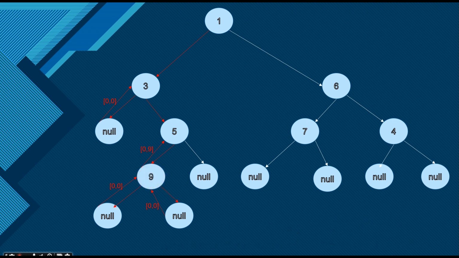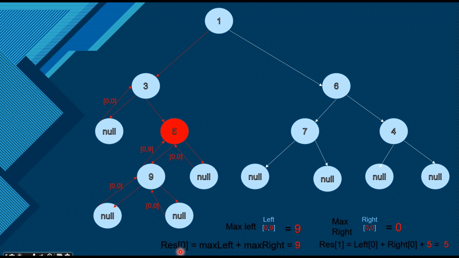Now at 5 we will go at right. So again at right we have null, so we will return 0 comma 0. Now again at 5 we will take the maximum of left. So left is 0 comma 9, so the maximum is 9. On the right the value is 0 comma 0, the maximum is 0, and the first value of the resultant array will be 0 plus 9, that is 9. And the second element of the resultant will be left 0 plus right 0, so it will be 0 plus 0 plus 5, that is the current node, that will be 5. So the value returned from 5 will be 9 comma 5.